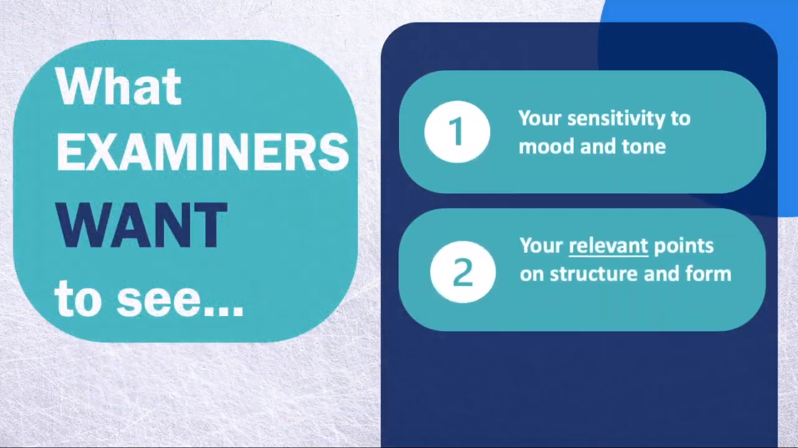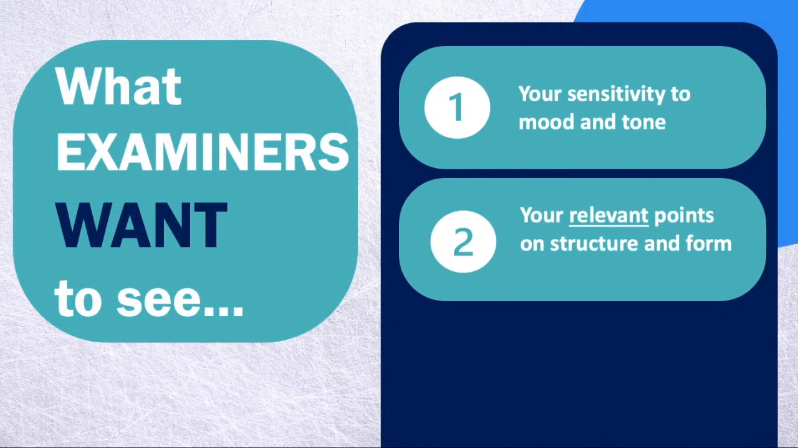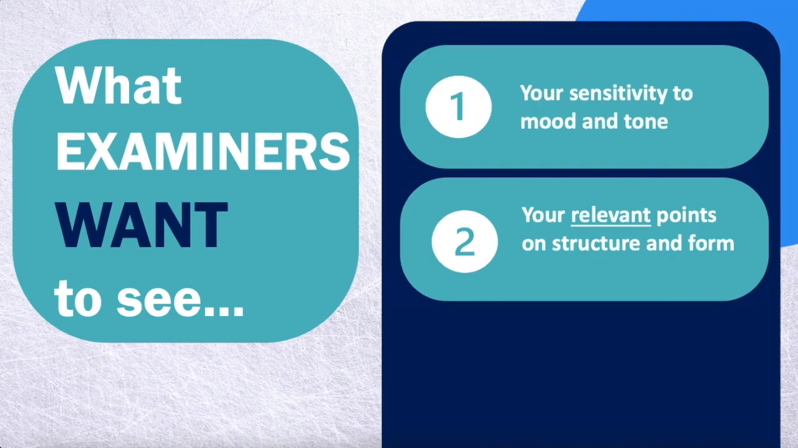The second thing that examiners want to see is that you're using relevant points on structure and form. One of the key things on the examiner reports is that students are often not explaining why the structural or form technique that they've chosen is relevant to the question. To get this mark, all you need to do is make sure you are linking your answer specifically back to the key theme mentioned in the question.